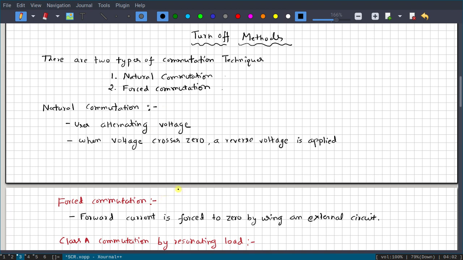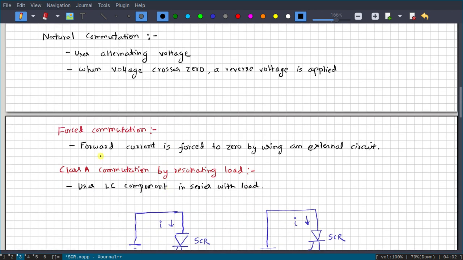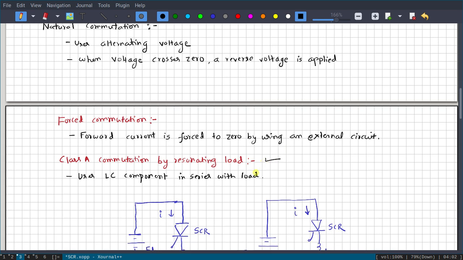In forced commutation, we have to use some external circuit to bring the anode current back below the holding current. There are many forced commutation techniques, but we will concentrate on only one, called Class A commutation, or commutation by resonant loading. This is the one technique we are going to study.